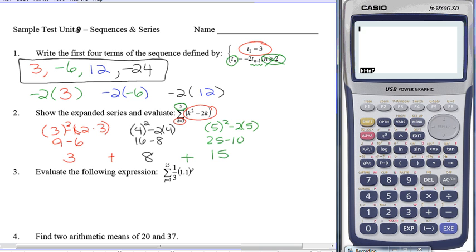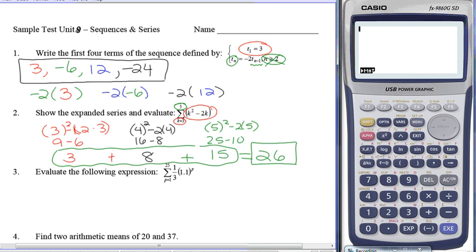I just plugged in a 5, which is the number on the top of my sigma, so I know I'm done. This is the expanded series, 3 plus 8 plus 15, and then the sum of the series would be 26. That's what it means when it says to evaluate. It means find the answer if you added all of the terms together.